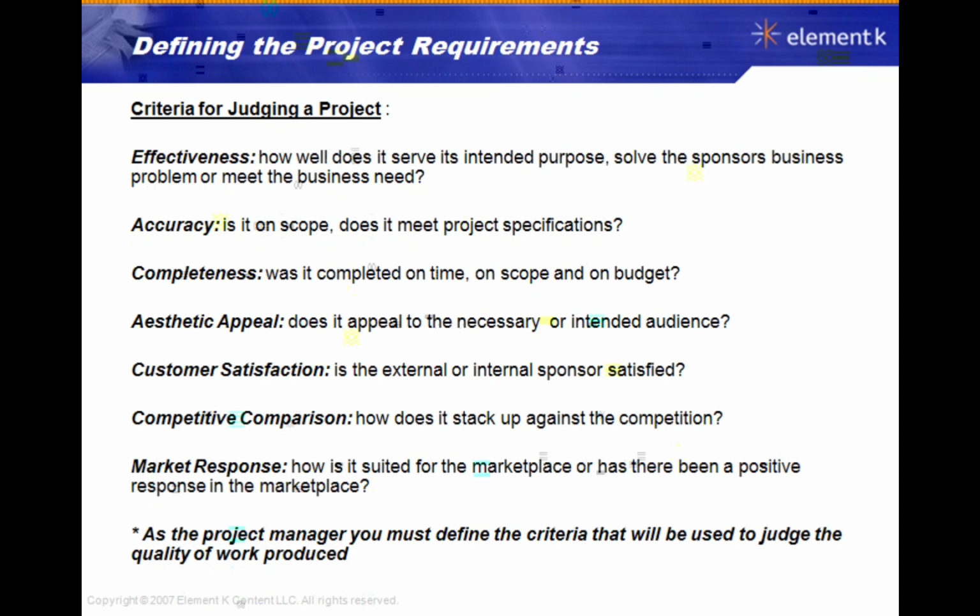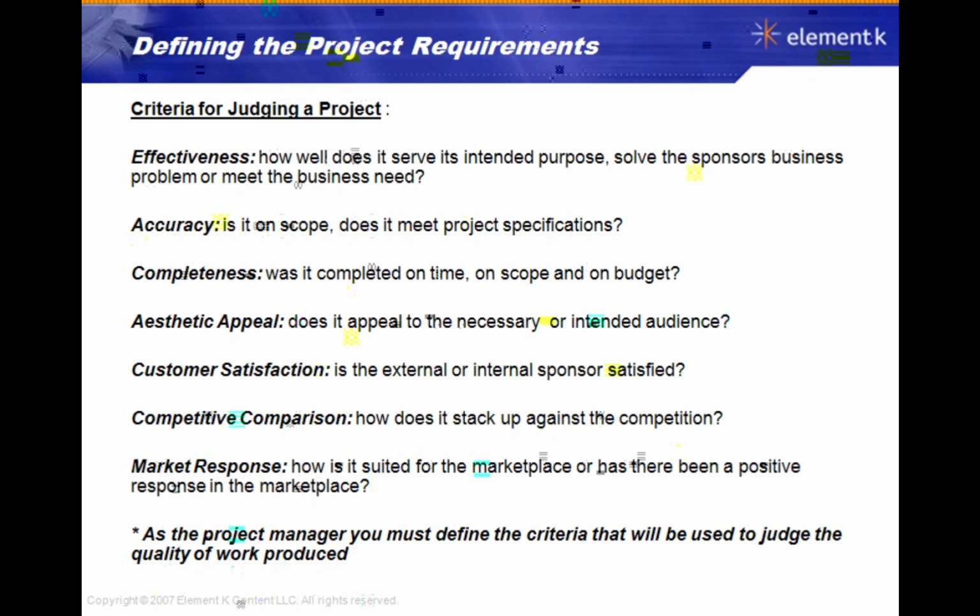response. When you think about effectiveness, you're asking yourself, how well does it serve its intended purpose? Does it actually solve the sponsor's business problem or meet the business need? In terms of accuracy, is it actually on scope? Does it meet the project specifications? Completeness. Completeness, you're really looking to understand, was it completed on time, on scope, and on budget? But also you're thinking about, were the tasks completed on time according to the time frame you gave to each contributor? You're also trying to determine, are the milestones attained in a complete fashion as well? Were they done on time, on scope, and on budget?